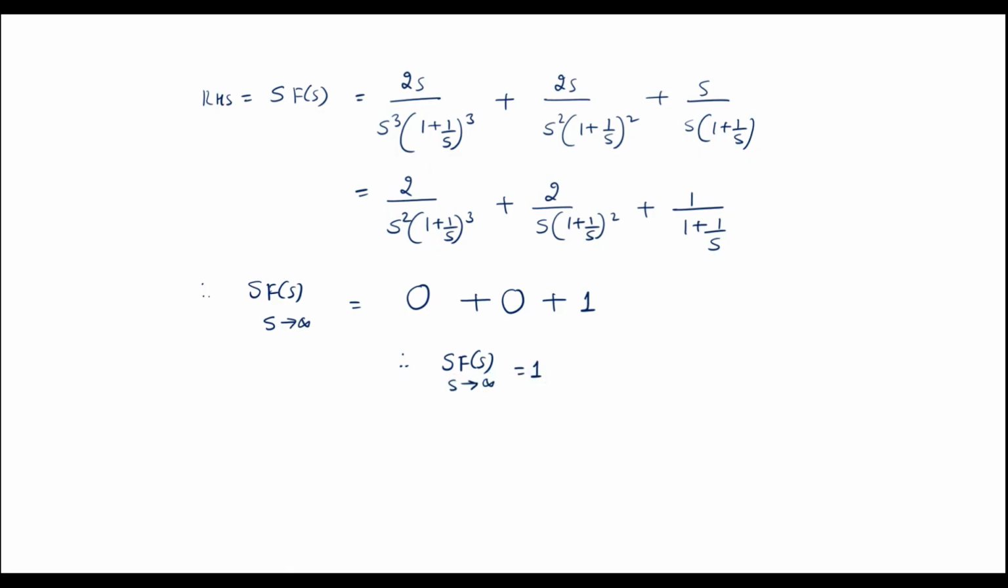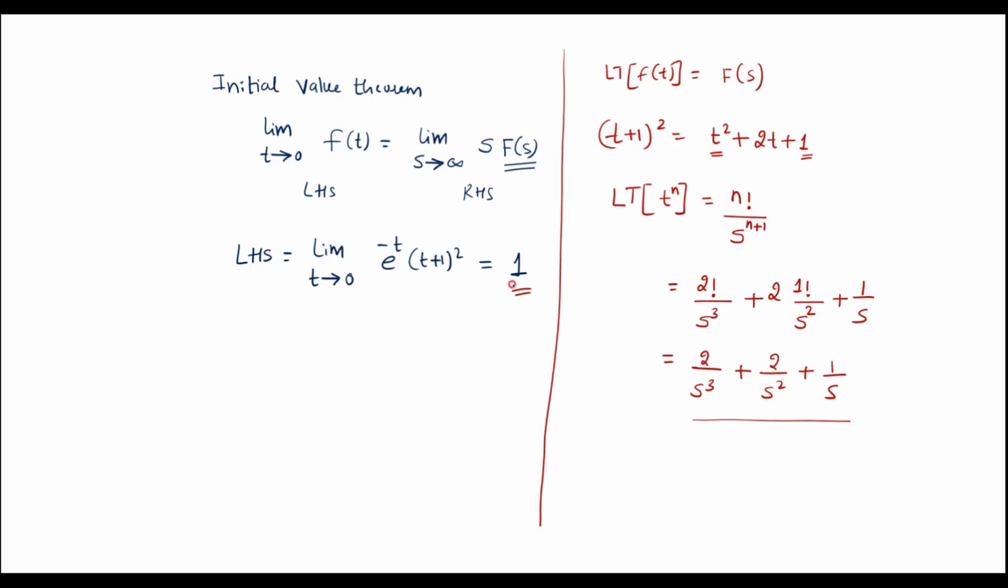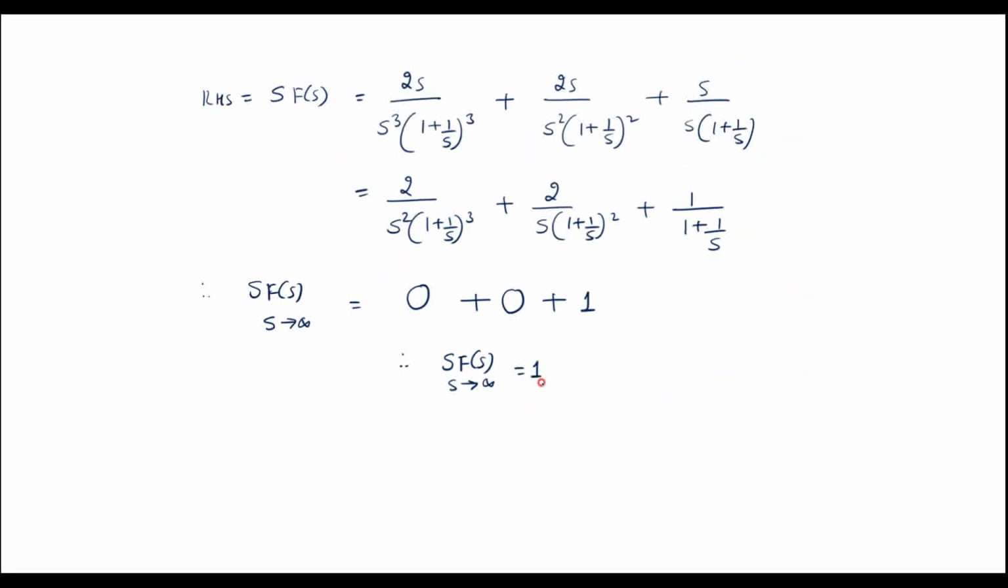So therefore we can say that already LHS is equal to 1 and RHS is also equal to 1. Therefore LHS is equal to RHS. Therefore initial value theorem is proved. Now let me verify final value theorem.